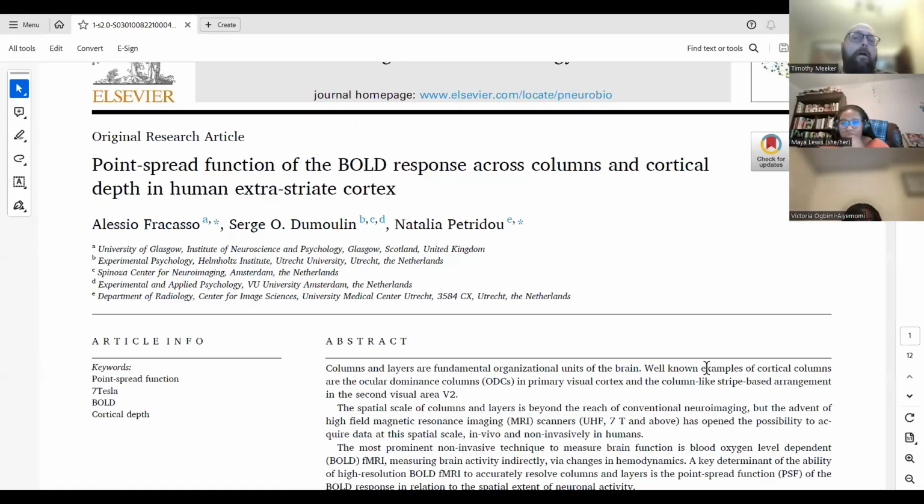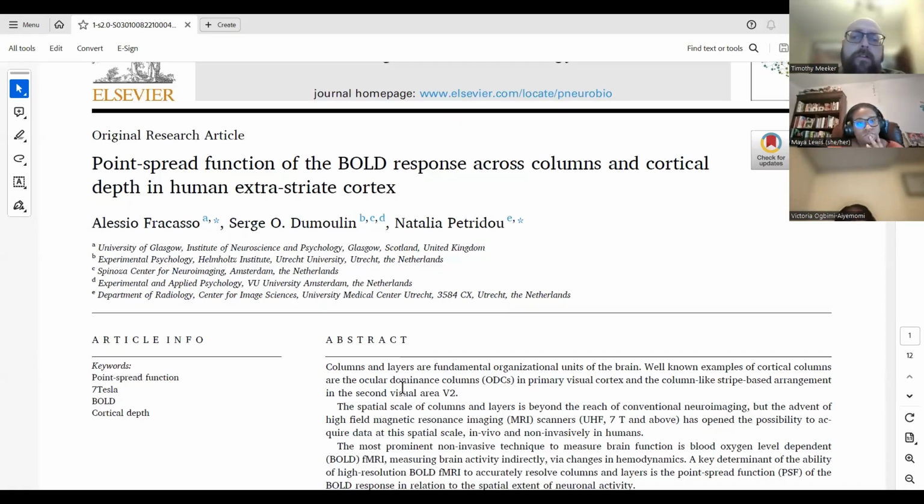Doing a set of experiments to try to determine something called the point spread function of fMRI, of the BOLD response. So there, this is this Maastricht? I wouldn't be surprised. Oh, it's Utrecht, actually. That's interesting. So this is a point spread function of the BOLD response across columns and cortical depth in the human extrastriate cortex. So the extrastriate cortex is part of the visual cortex.